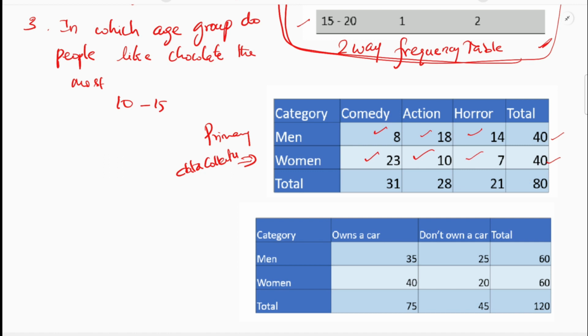Clear? So from the primary data we have converted to the two-way table. This is the two-way table.